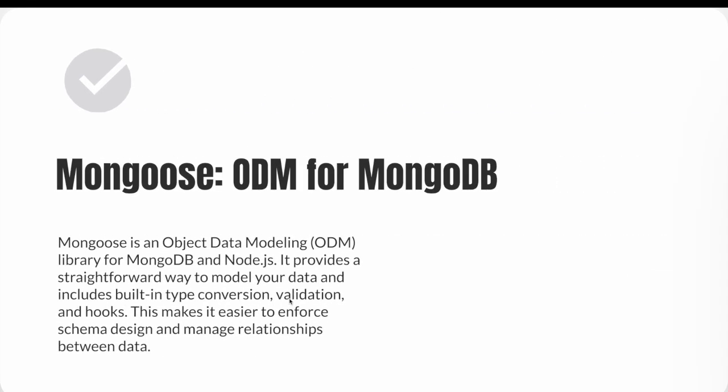Mongoose, an ODM for MongoDB. So Mongoose adds schemas, validation, and a clean model API on top of MongoDB. Features like hooks, virtuals, population, and lean reads support common patterns with clarity and performance. The result is more predictable data access and more maintainable domain models.